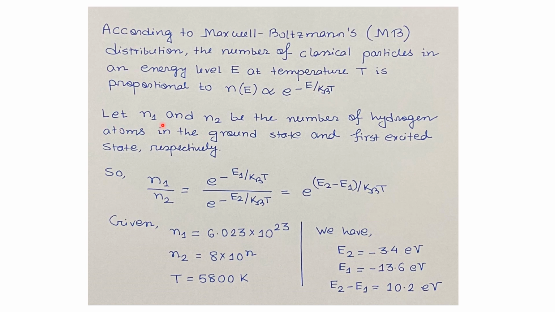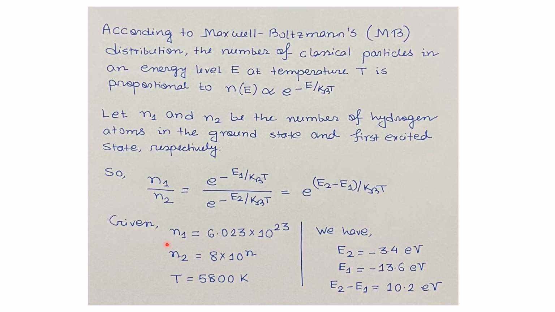Let n1 and n2 be the number of hydrogen atoms in the ground state and the first excited state respectively. So n1 divided by n2 will give e to the power minus E1 divided by kBT whole divided by e to the power minus E2 divided by kBT. So this will give e to the power E2 minus E1 divided by kBT.